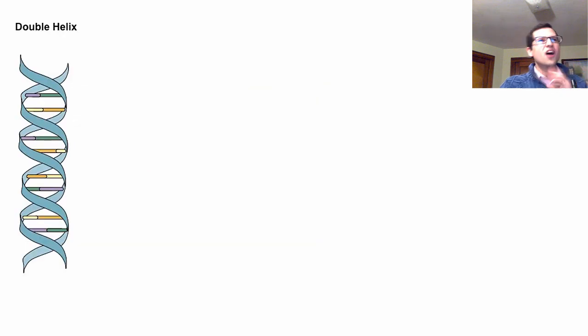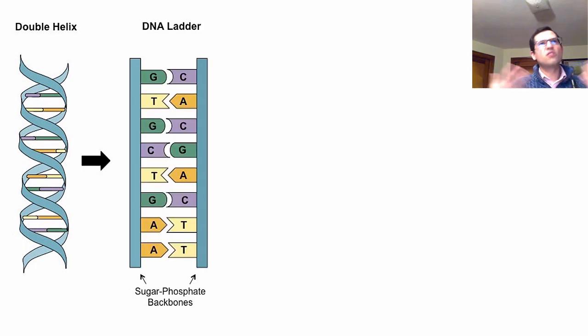Here's your double helix. Often what we like to do to further understand the structure of DNA is actually untwist this helix. And when we do that, we get what we'll call a DNA ladder. Now, this is not how DNA exists in your cells. It's just a way of presenting it to make it a little easier to see the structure.